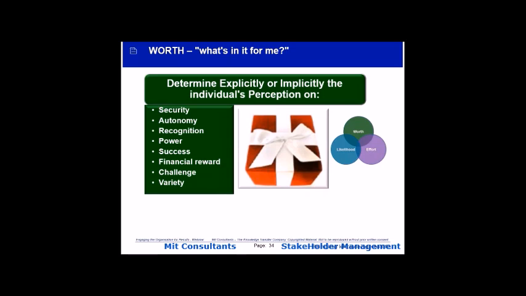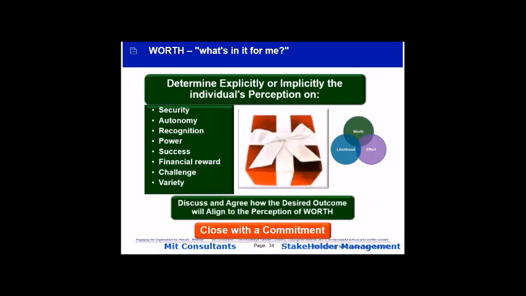Obviously, if you're going to put $1 million on the table, this is called corruption, by the way, you might well find somebody will react to it. I'm not sure of that. So discuss the desired outcome and how that fits to the individuals.